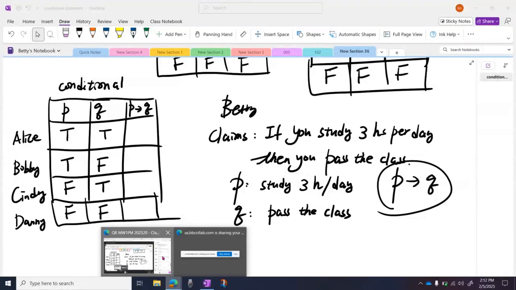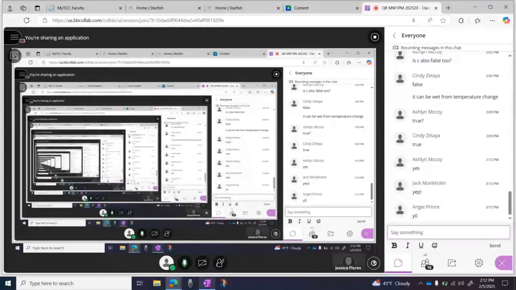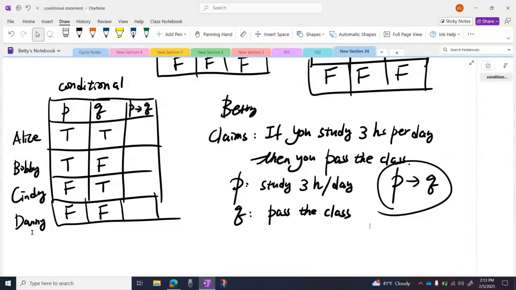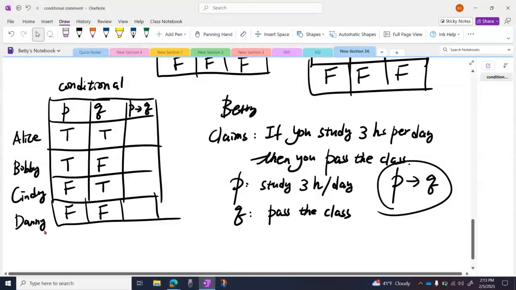So I'm going to give you an example. Now we are going to analyze the truth value of my claim in 4 different cases. The first case is Alice, the second case is Bobby, the third case is Cindy. I'm sorry, we happen to have a Cindy, but this has nothing to do with your name, okay? It's just A, B, C, D. And the last one is Danny. So the first case, Alice's case, P is true, Q is true. Alice studies 3 hours every day diligently.